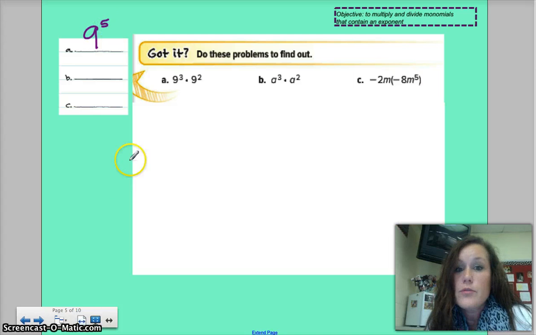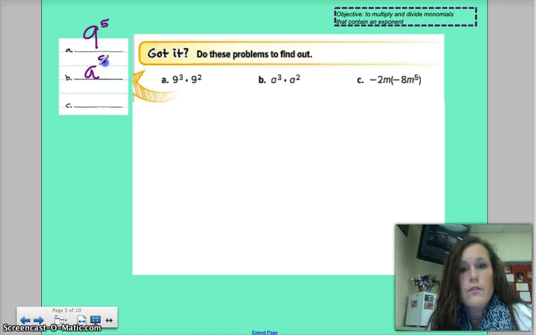I added 3 plus 2. B, a to the third times a squared is a to the fifth power. I tried to make my a look different than my 9.